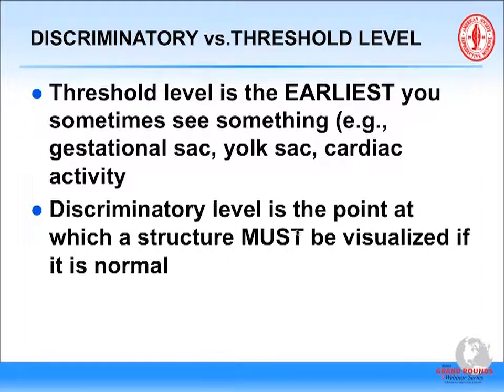So now we need to get into this discriminatory versus threshold level. Threshold level is the earliest you sometimes see something. So for instance, I have seen a gestational sac when the hCG was 691, but that's not the issue. The issue is at what level of hCG, if I do not see a sac, am I dealing with a definitively non-viable situation? And that's what defines discriminatory level.